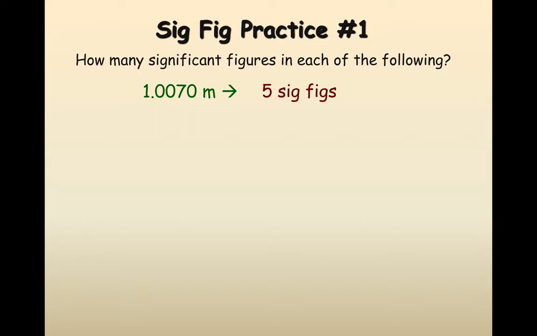There you go. This has 5 sig figs. These 0s in the middle count because they're captive. This 0 on the end counts because it has a decimal point in the number. This was a trailing 0, but it counts because there's a decimal.